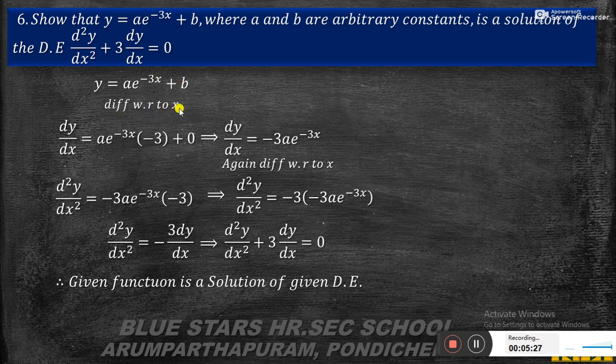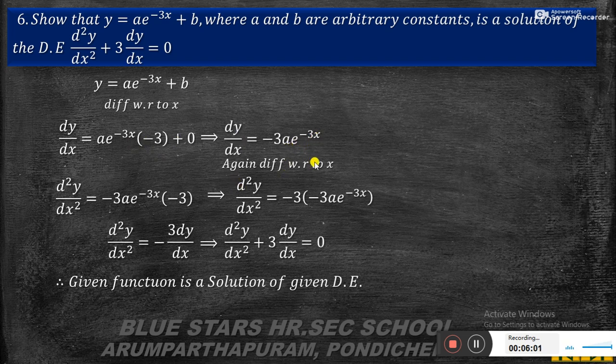Differentiate with respect to x. On both sides I take the differentiation with respect to x. That means d by dx of y equal to d by dx of a e power minus 3x plus b. So dy by dx equal to, on the right hand side, a into d by dx of e power minus 3x, which is e power minus 3x into d by dx of minus 3x, which is minus 3, plus d by dx of b. So b is a constant, so the differentiation of the constant is 0. So the next step, dy by dx equal to minus 3 into a e power minus 3x.